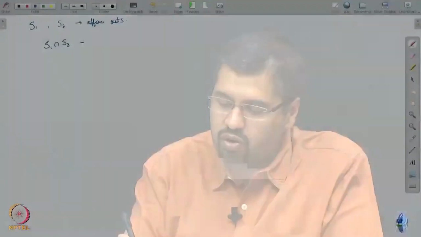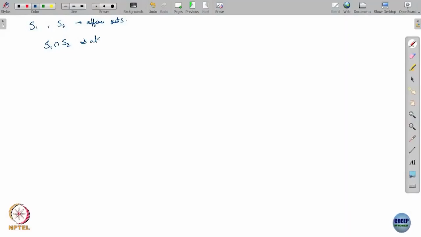So if I take any two affine sets, the intersection is also affine. So if the intersection of two affine sets is affine, what about the intersection of any number of affine sets? It is actually affine.